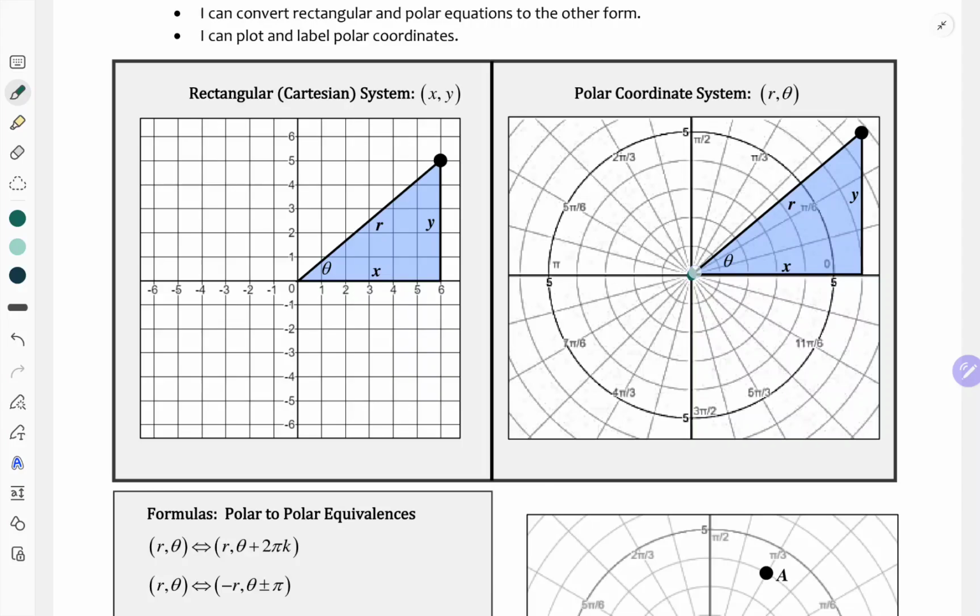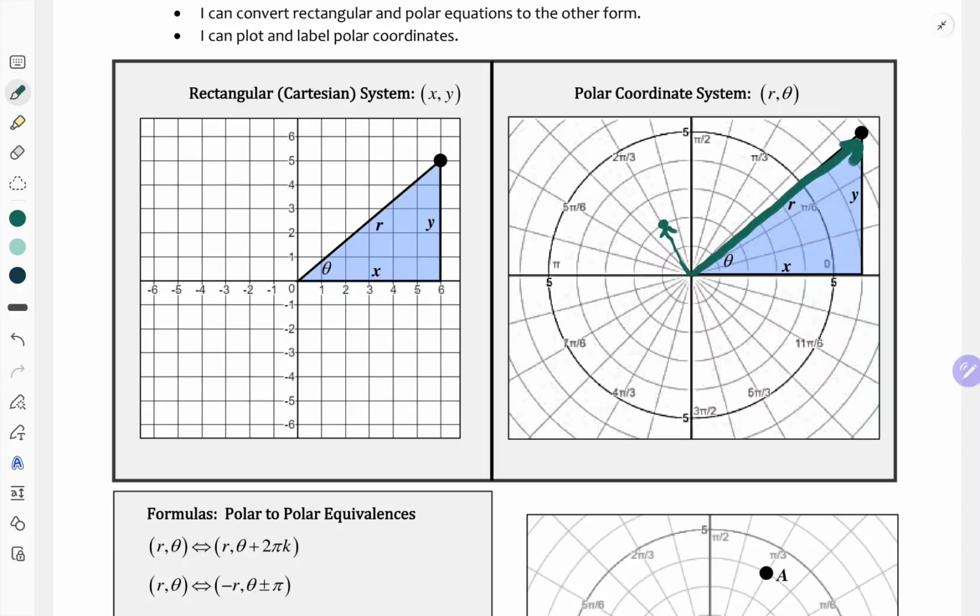How far out you go, all the way out to here, is just going to be my r, whatever distance that is. If I were to draw a point right here and go out that distance, that is my r, how far out that went. So r's generally are going to be positive. You can also have negative r's. We'll talk about that in a second.